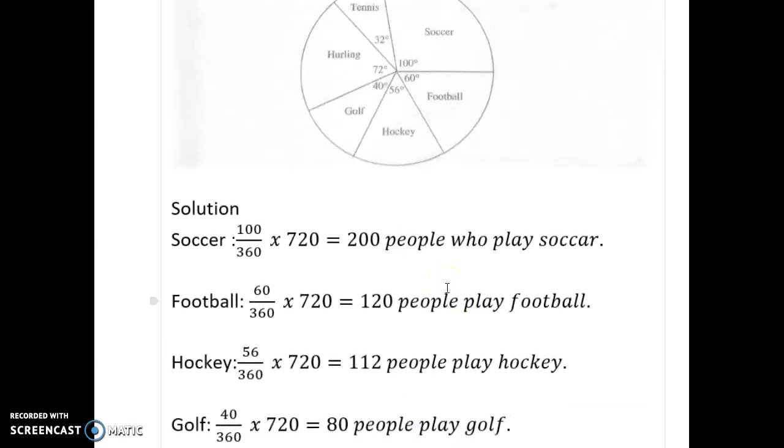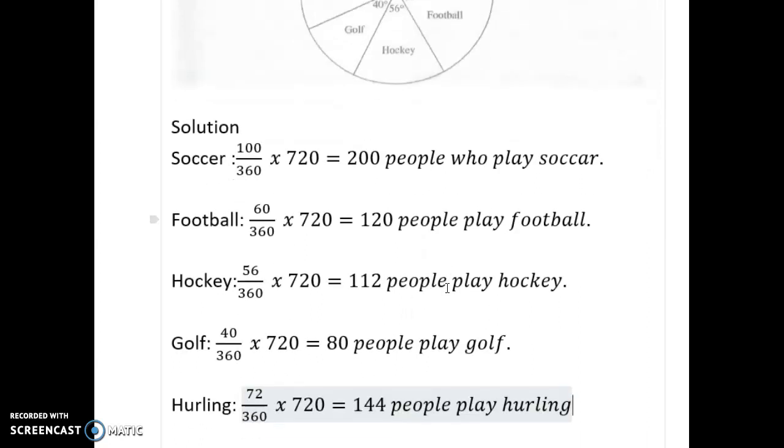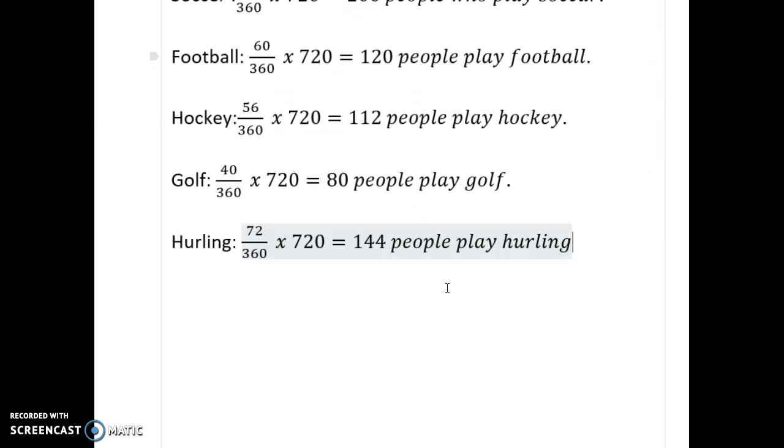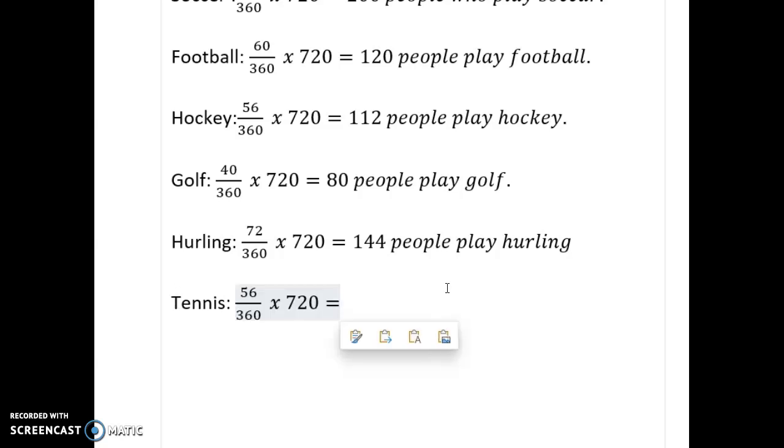The last one is just tennis at 32 degrees. So let's see, tennis at 32 degrees. Okay. Go back and change that, so that's 32 degrees, and that gives us 64 people play tennis.